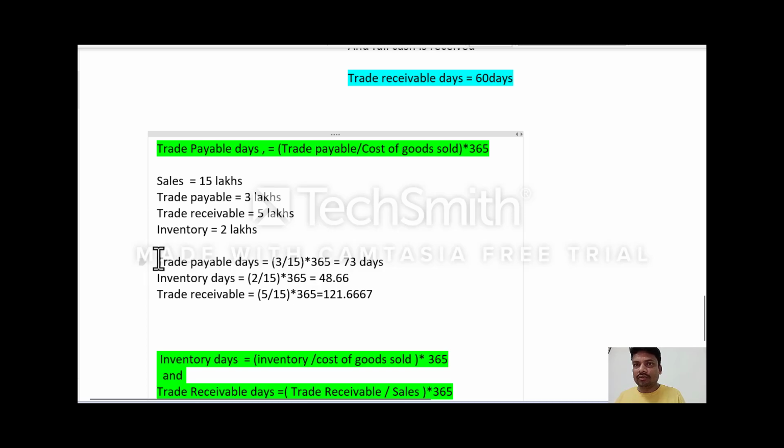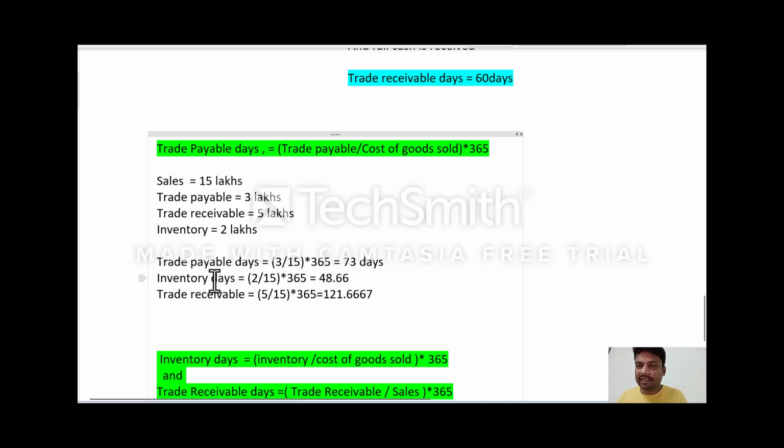So trade payable days: we put these values in this formula to calculate. Trade payable is 3 lakhs, so we put 3, and cost of goods sold is not given, so we will use sales data. 3 by 15 into 365 comes out to be 73 days.